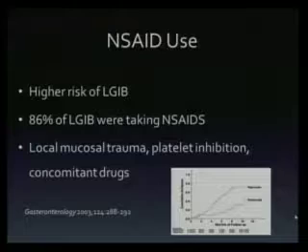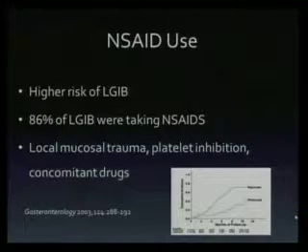If we look at individuals on NSAID usage, we see that there is a higher risk of lower gastrointestinal bleeding as an individual is taking an NSAID. And there is one study that suggests that 86% of individuals who have a lower GI bleed were taking an NSAID at the time that they presented. And these bleeds are a result of local mucosal trauma and inhibition of platelets, and also maybe result from concomitant drugs.